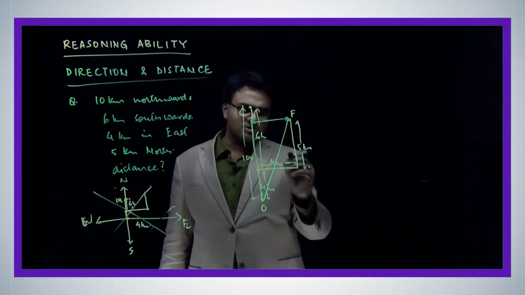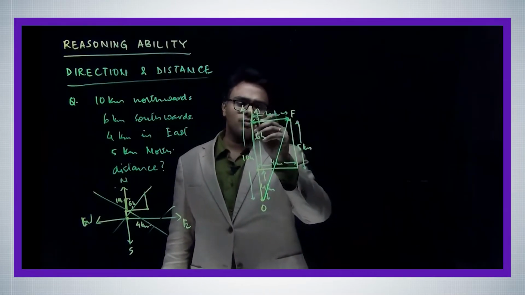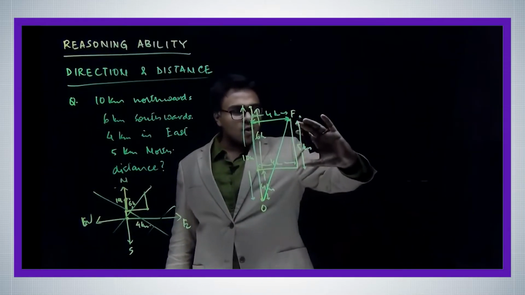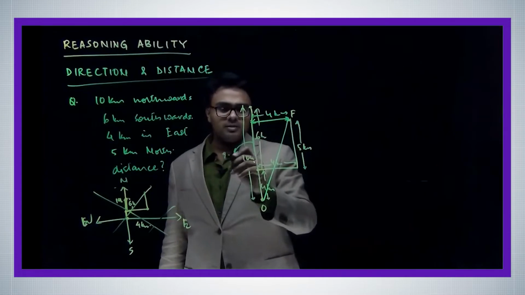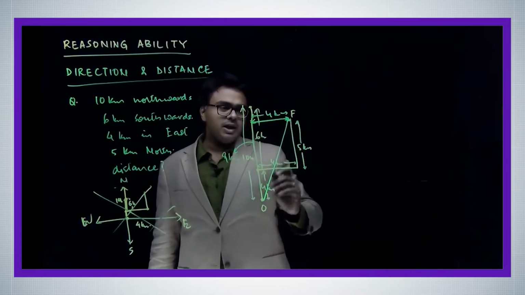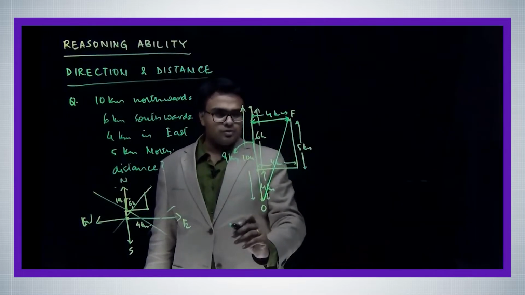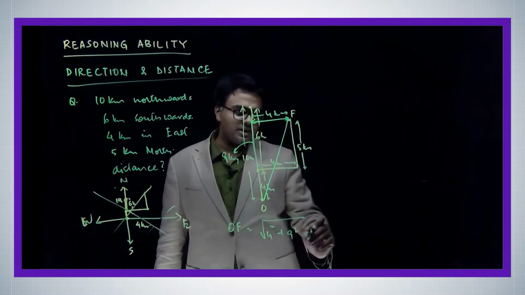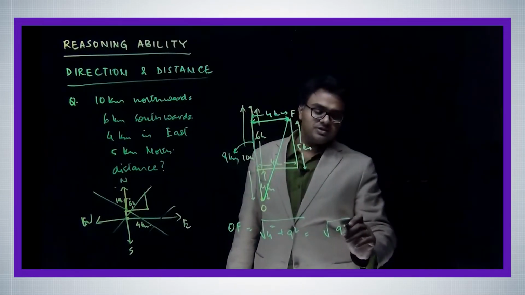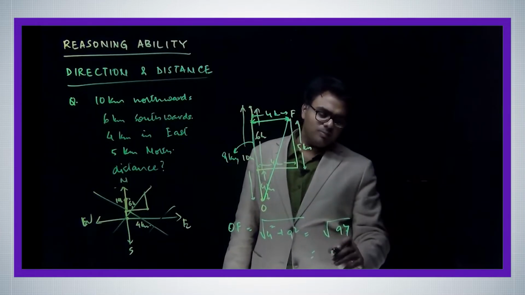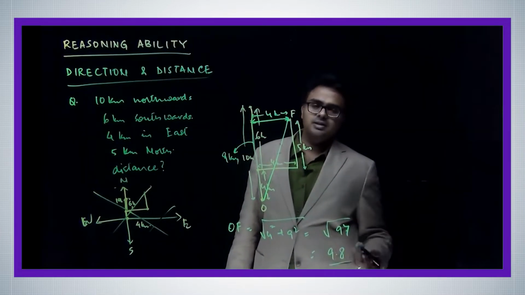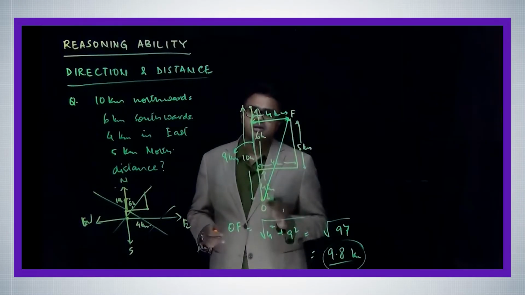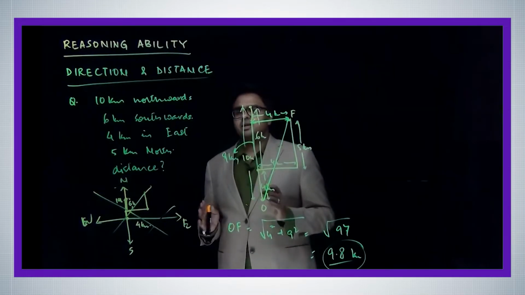How much is this? We know this much is 4 kilometers. And beyond that, 5 kilometers is this. So the total is 9 kilometers. So now we know that this is 4 kilometers and this is 9 kilometers. So OF is the square root of 4 squared plus 9 squared, that is the square root of 16 plus 81, that is 97. That will be something around 9.8 kilometers. So that's how the answers are going to be in this kind of scenario.